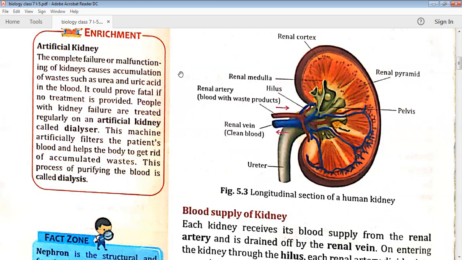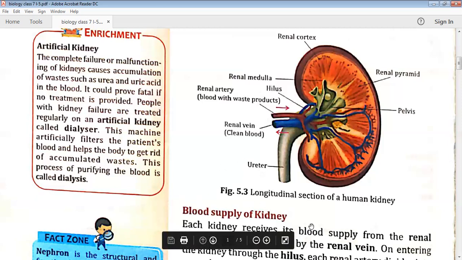Then also, the function of kidney is to filter blood. You are able to see the blood with waste products goes to the renal artery, which is shown in red color. Red color shows impure blood. Then the kidney will filter the blood, and the pure blood, which is shown by blue color, will go out of the kidney through the renal vein. It is clean blood, and then it will be transported throughout the body. So through the renal artery, the impure blood enters the kidney, and through the renal vein, the pure blood comes out of the kidney.